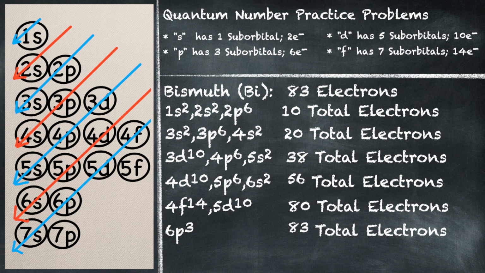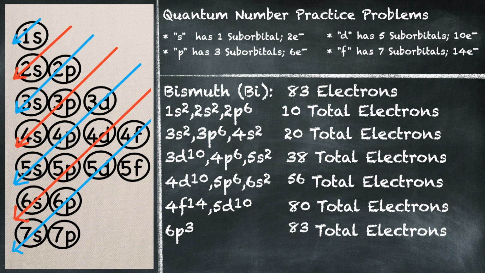Now, let's say that mouthful is its full configuration: 1s2, 2s2, 2p6, 3s2, 3p6, 4s2, 3d10, 4p6, 5s2, 4d10, 5p6, 6s2, 4f14, 5d10, and 6p3.